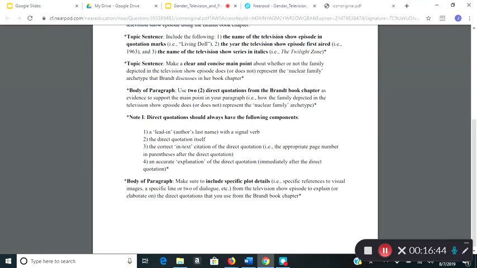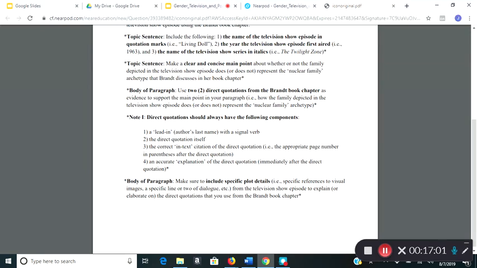And down here, I reiterate to them to include specific plot details from the episode. So specific references to visual images, a specific line or two of dialogue from the episode, to explain or elaborate on the direct quotations that they use.